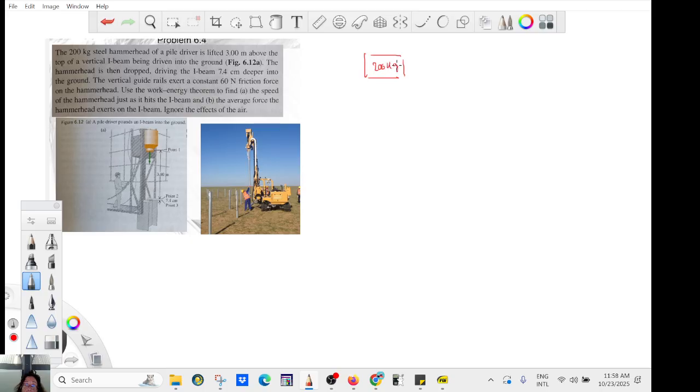No, it's not hard. Who said it's hard? No, the first part is not hard. You look at the net work. You have gravity here, 2000 Newton, and you have friction here.